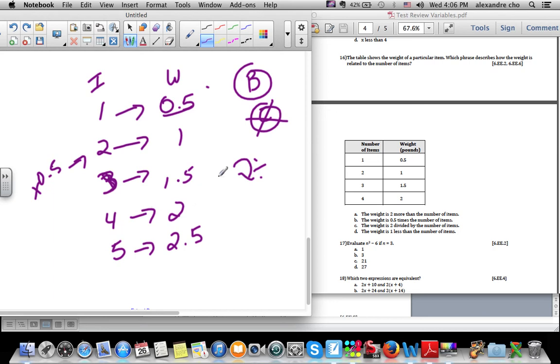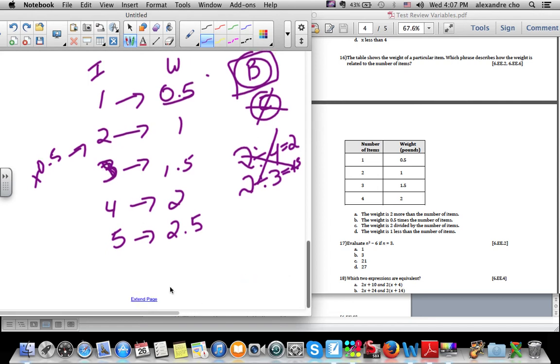Okay, because that says 2 divided by the number of items. So if I have 4 items, I get 2 divided by 4, and that is not 2. If I have 3 items, I would get 2 divided by 3. Okay, that would not give me 1.5. So again, I'm sorry, the correct choice is B. It's the only one where it works. Because to find out the weight, we multiply 0.5 times the number of items, and that's correct. Made a mess of that one too, didn't I? Yikes.